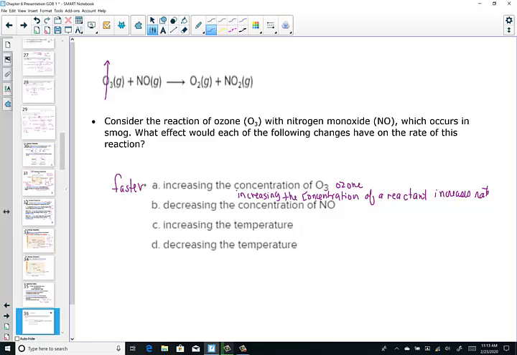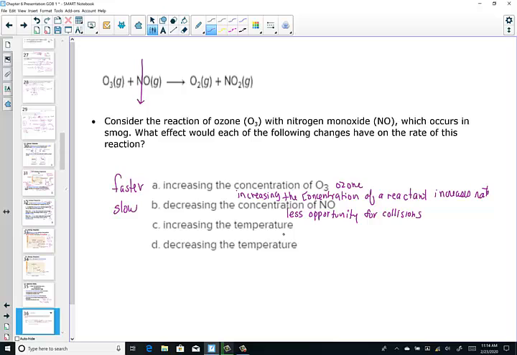If you decrease the concentration of NO, so I'm going to remove some NO, well, there's less collisions, right? Less opportunity for collisions then. And therefore, we could understand fewer collisions, fewer reactants actually making the transition state. That's going to slow the reaction down.